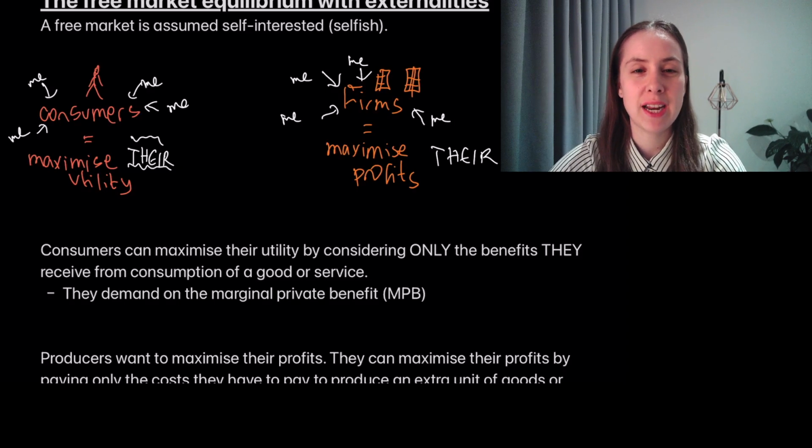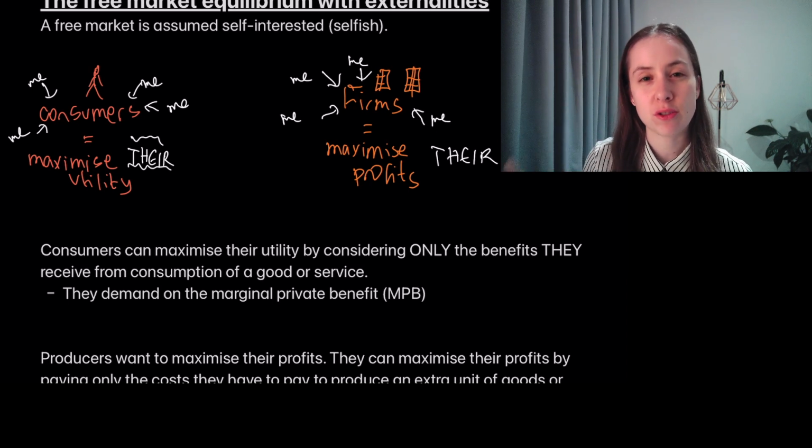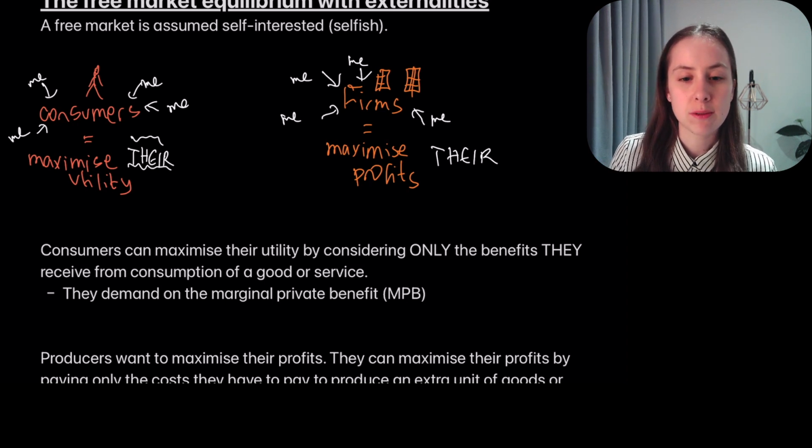Quick video explaining how a free market chooses the equilibrium and why that's going to be different to the social optimum. First things first, the free market is assumed to be at least mostly selfish, self-interested. That's what traditional economic theory has assumed, that a rational human will be able to look at the costs and the benefits and maximize their utility or their profits. They're only thinking of themselves.